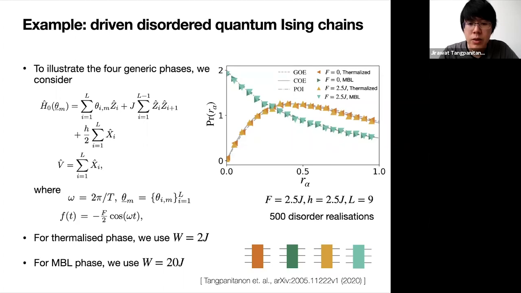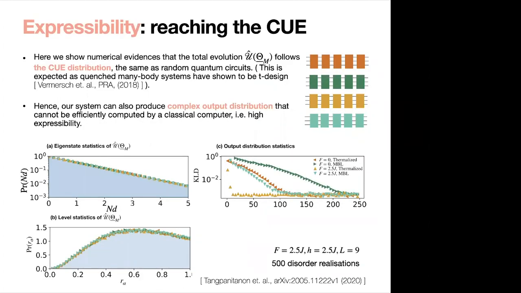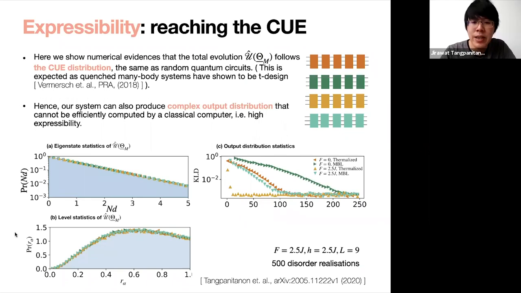Okay, so the next step is now we want to analyze the expressibility of this system. I'm gonna stack them up. Okay, and what I'm showing here is basically if you stack them up, even though they have different statistics, all of them follow the CUE distribution, which is the same distribution as the random quantum circuit. So which means that all four cases, they are highly expressible. They can express certain distributions that cannot be efficiently computed by a classical computer.